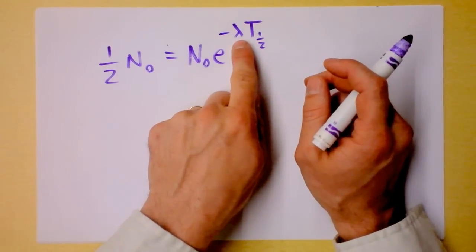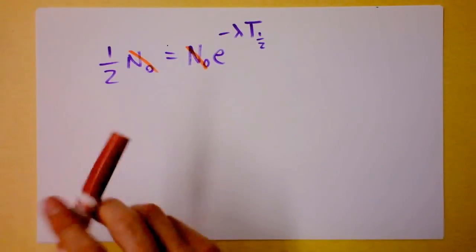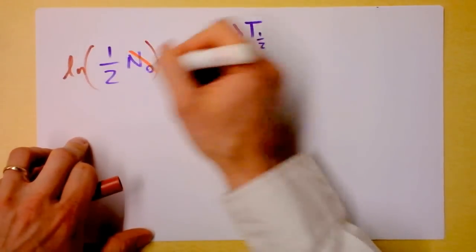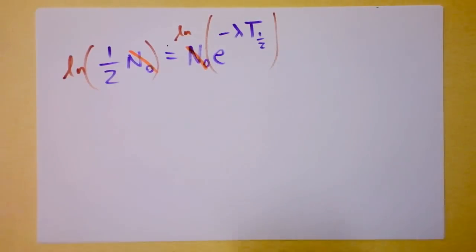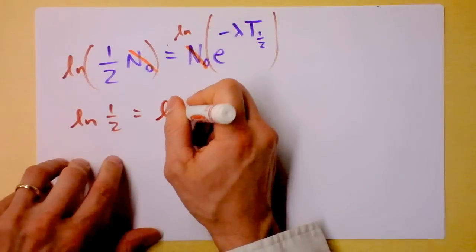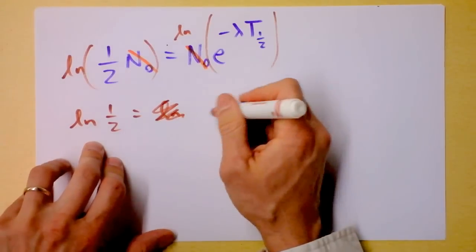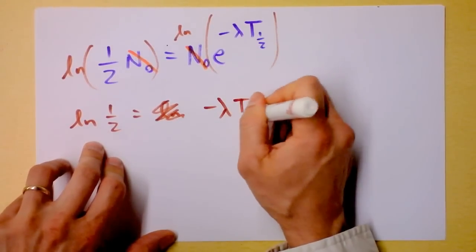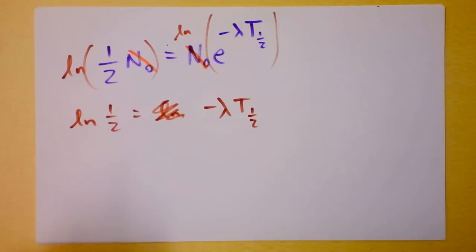I'm assuming that I know the decay constant, so I'm just going to do a little bit of algebra. I'll note first that n naughts cancel out, and then I can take the natural log of both sides. I take the natural log of this side, I take the natural log of this side, and that gets rid of my exponential, because the natural log is the only thing that can kill an exponential. I have the natural log of 1/2, and that is the natural log of e to the, oh man, no, that's all dead. It's all dead. And over here I get negative lambda t 1/2. That's the half-life.